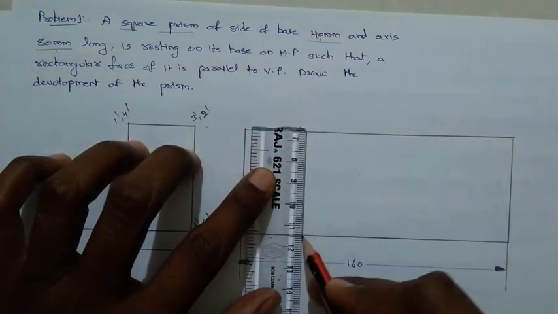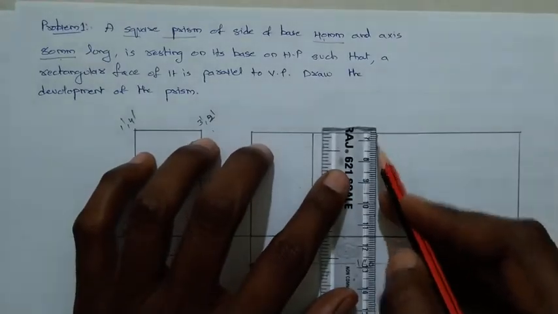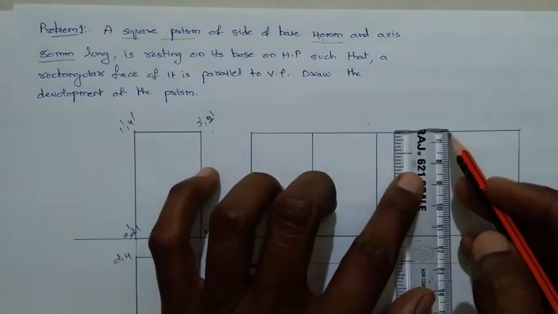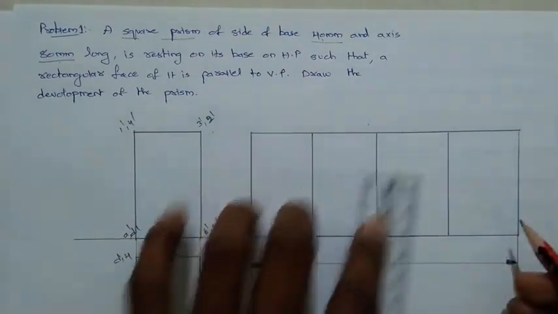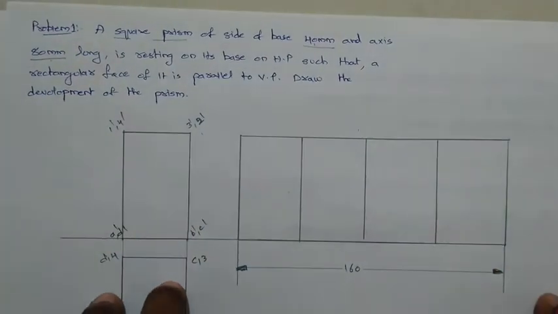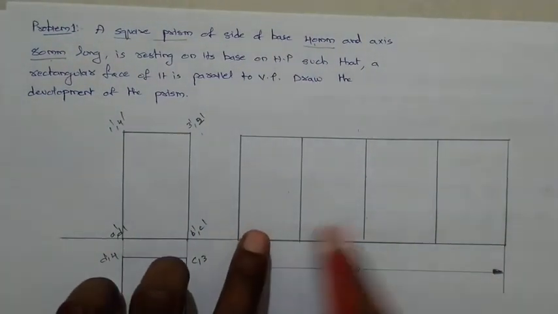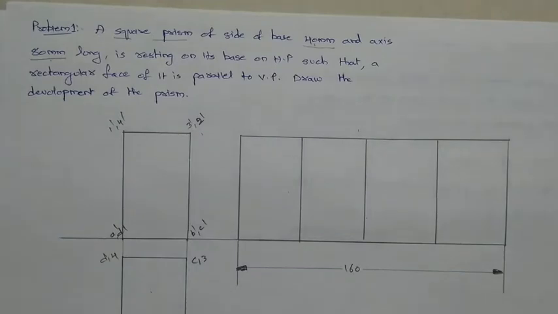So this is 1, 2, and 3. Here you get 1, 2, 3 equal parts. Okay, even though it looks non-equal, I am not using exact dimensions here.